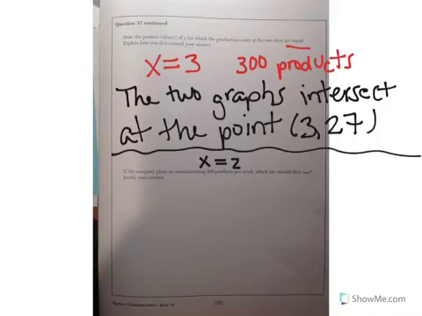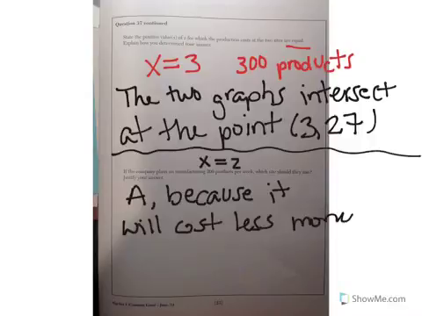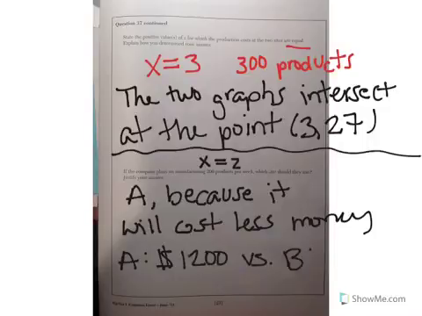So back to the question, which site should they use at 200 products? They should use site A because it will cost less money. At A, it's going to cost them $1,200 versus at site B, it costs them $1,900. So this is why we really want to read the question and be sure of what it's asking.